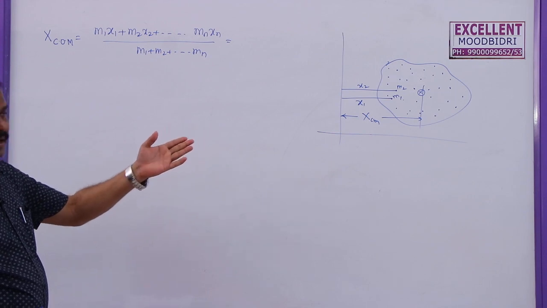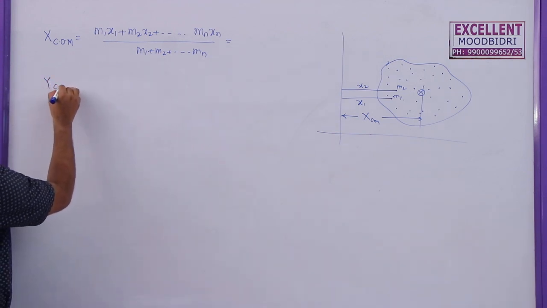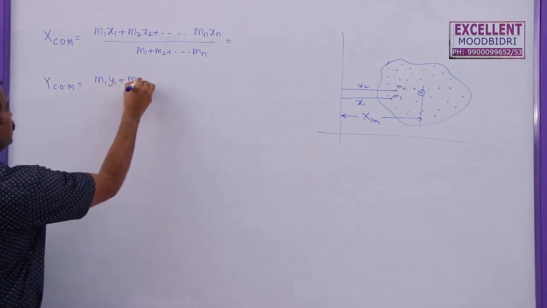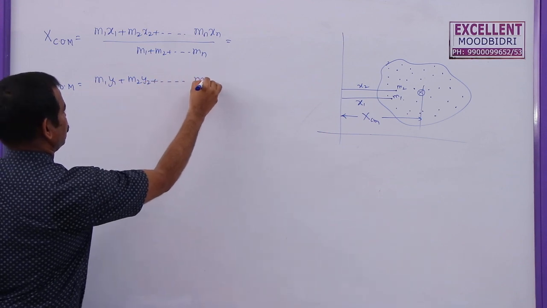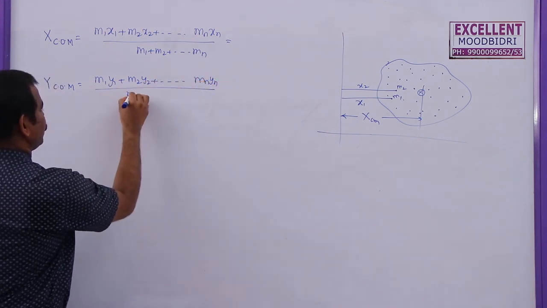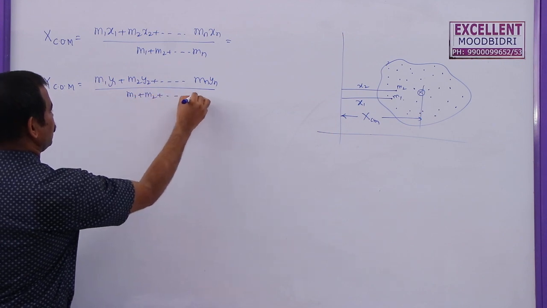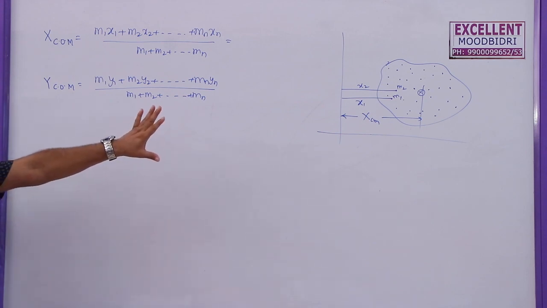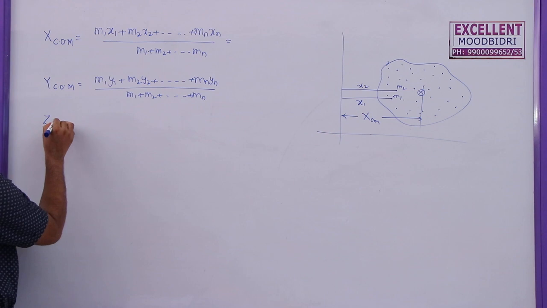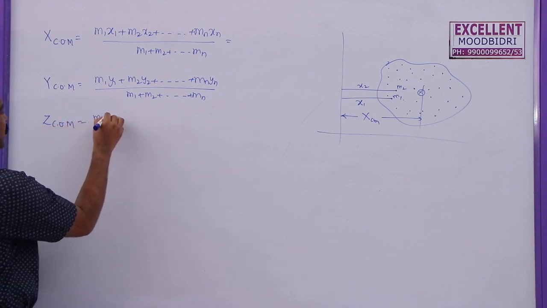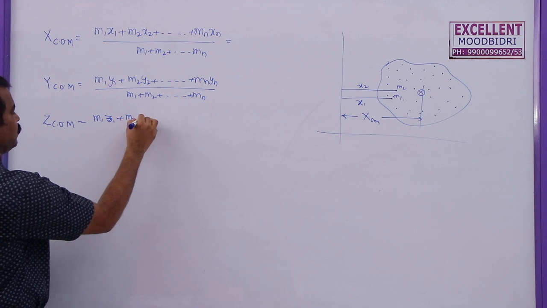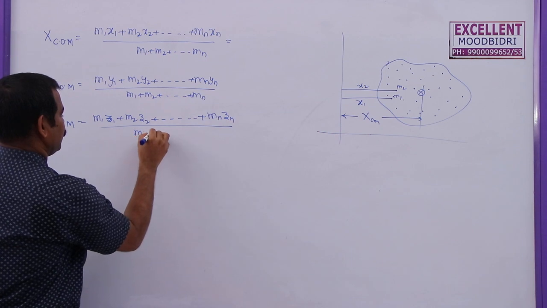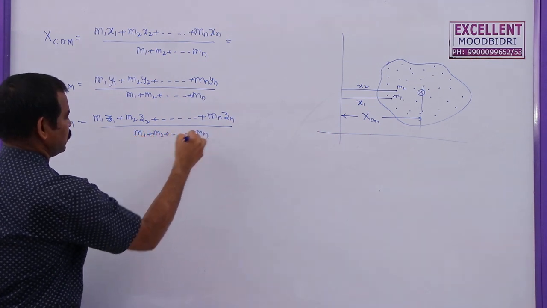Similarly, if you take y coordinates, the y coordinate of the center of mass of the system, when the body is in the xy plane, is m1 y1 plus m2 y2 and so on, mn yn, by m1 plus m2 and so on, mn. Now, suppose the body is in space, this zCOM is also given as m1 z1 plus m2 z2 and so on, mn zn, by m1 plus m2 and so on, mn.